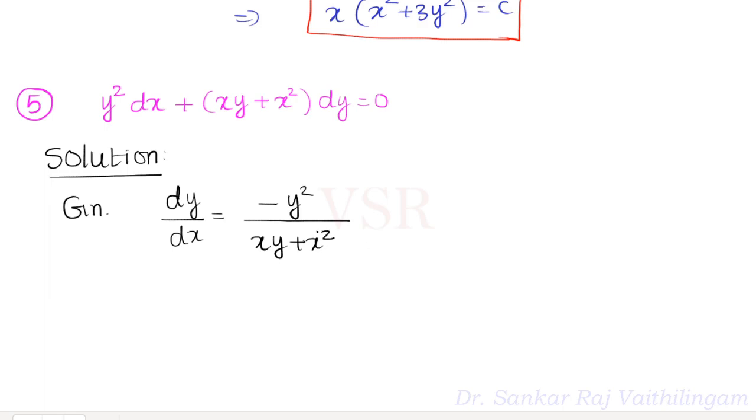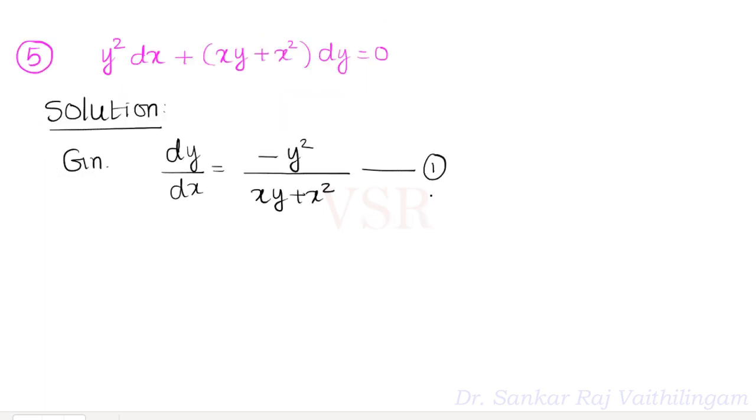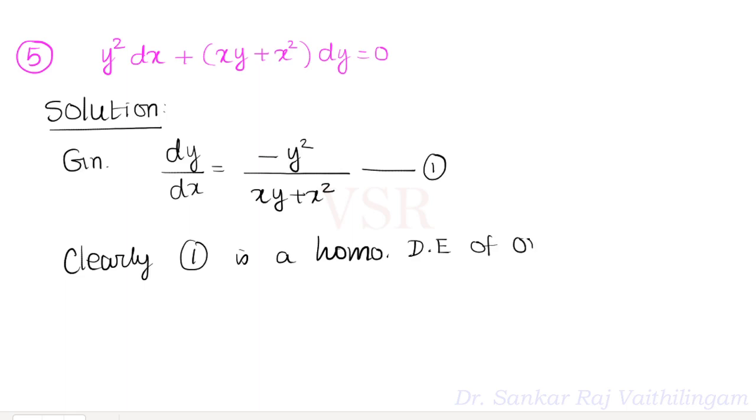Is this correct? Now multiply these two and bring it to one side, and you will get this equation. So I call this equation 1. Clearly, 1 is a homogeneous differential equation of order 2.